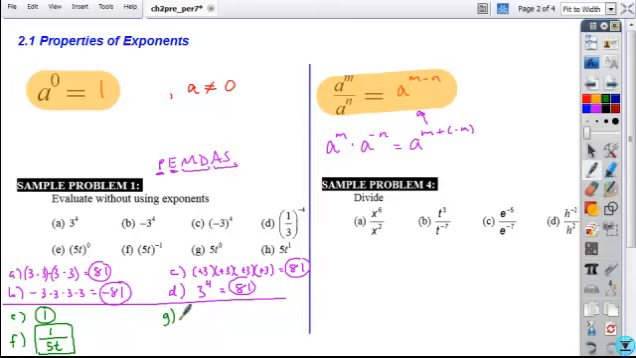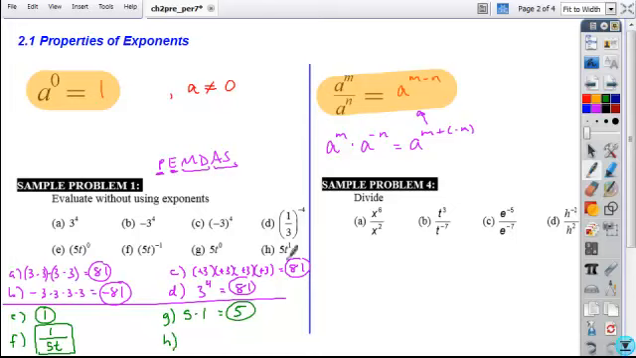Right? In G, the exponent of 0 applies to what: 5t or just the t? It's just the t. So really we have 5 times t to the 0, which has a value of 1. And so our overall answer is just going to be 5.